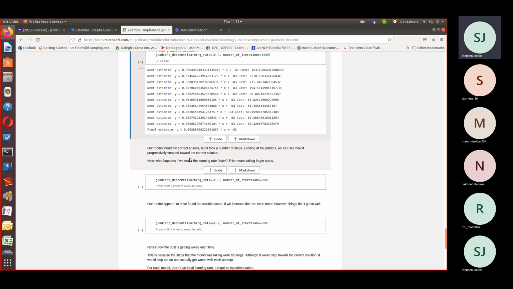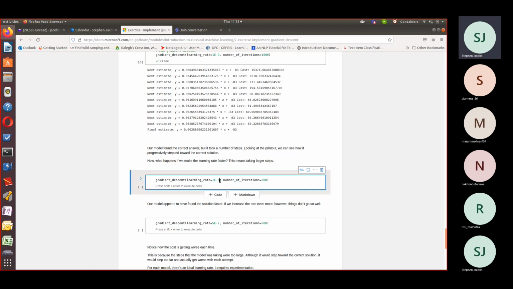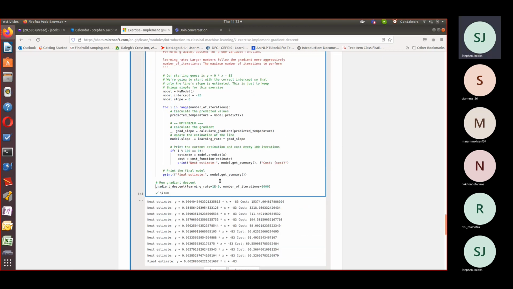Now, what happens if we make the learning rate faster? So we take larger steps. So gradient descent learning rate 1E9, so number of iterations 200. So that sets the number of iterations to be 200 instead of 1,000. So we're taking only 1/5 as many steps. And the learning rate is 1E8. So that is how much you feed back each time.